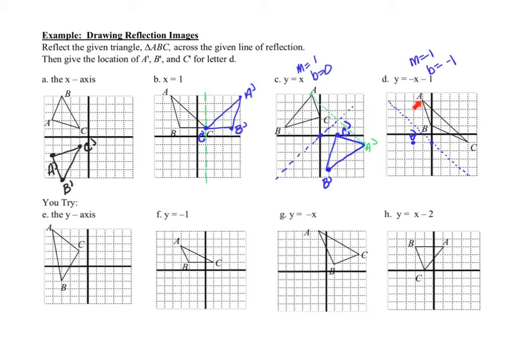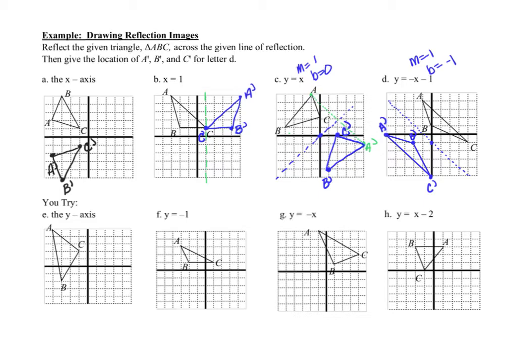A is right here, and it looks like it's 1, 2 diagonals away, so it's going to be 2 diagonals away on the other side, so that'll be right here. Point C is 1, 2 away from the line, so it'll be 2 away on the other side, and that puts point C right here. So now that we have what the image looks like, go ahead and make your shape. For letter D, we had to give the location of A prime, B prime, and C prime.